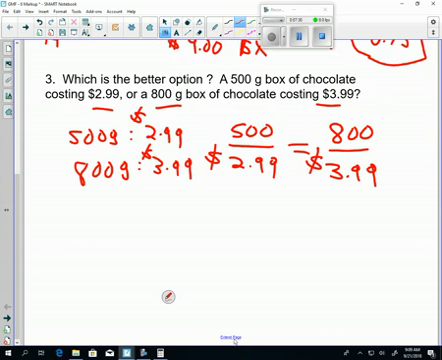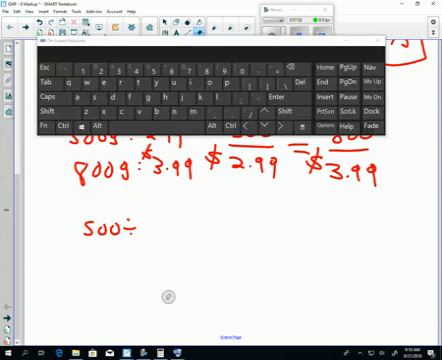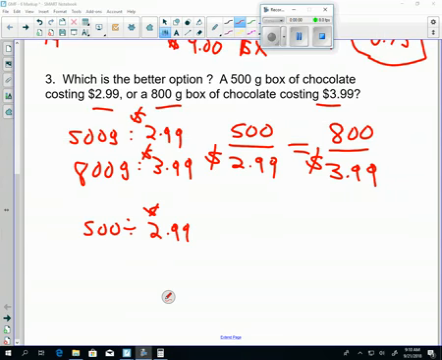So what is one going to cost? Well, if we divide 500 by $2.99, that'll tell us. Back to the calculator.